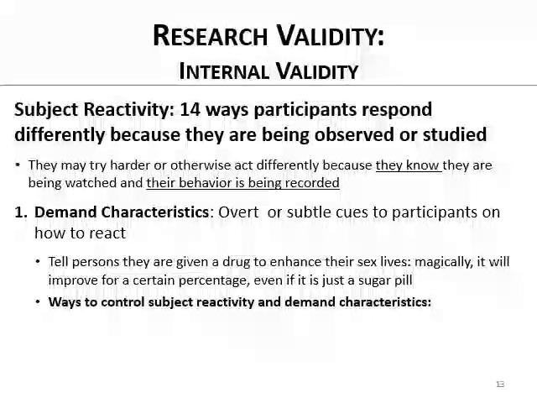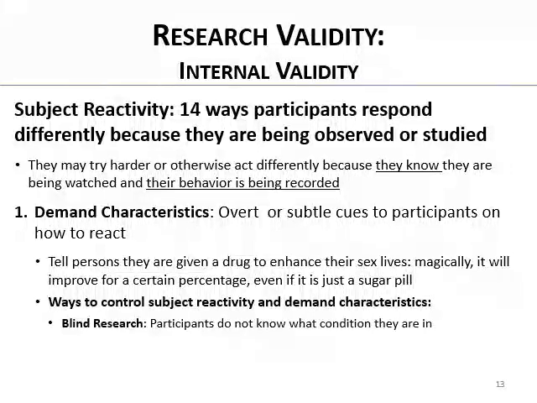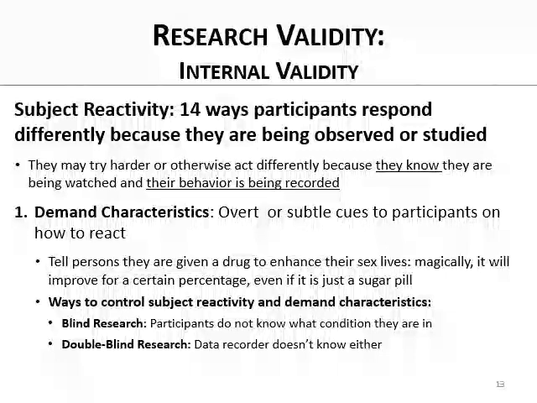So how do you control for this sort of thing? Well, you do blind research. So blind research, first of all, is where participants don't know what condition they're in. You've probably never heard of that. What you've probably heard of is double-blind research. So double-blind research is even better.